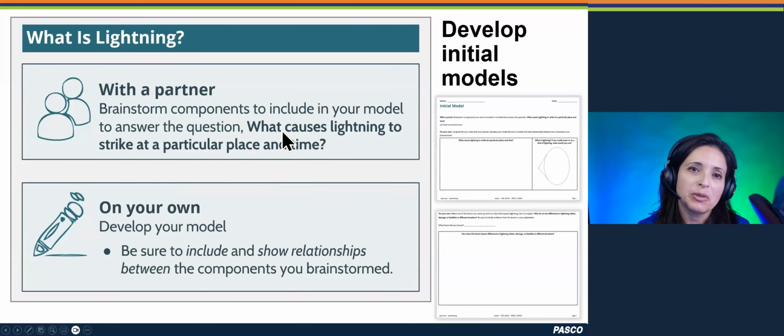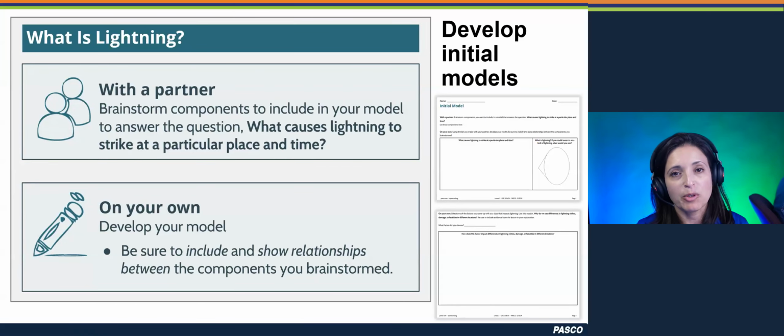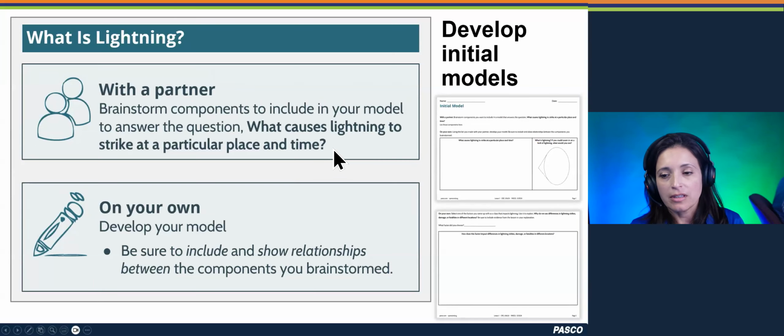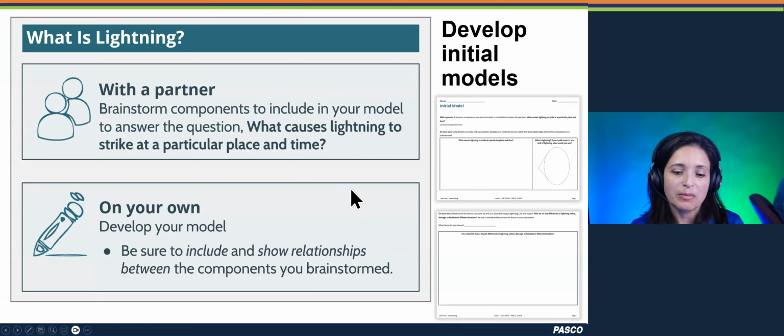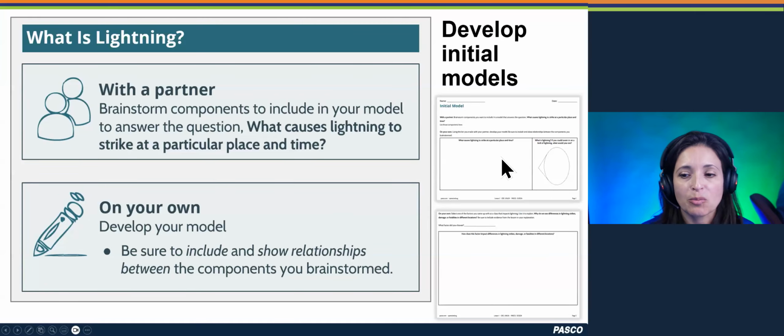So we want to quickly review, how do you create a model? Students would have had experience with this already from Unit 1. But you would want to remind students the things that need to be included in a model and remind them that they should be showing relationships, not just the pieces, not just the components, but how they are related to each other as they start their initial beginning model.